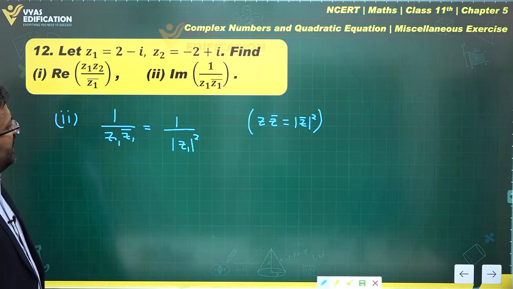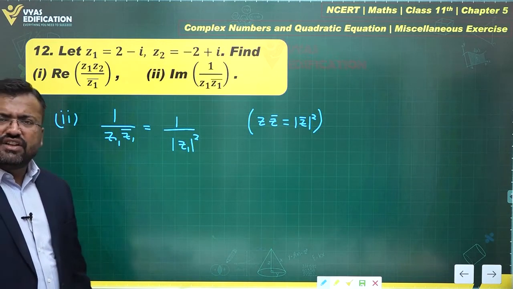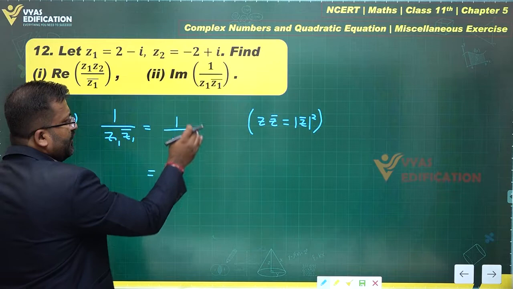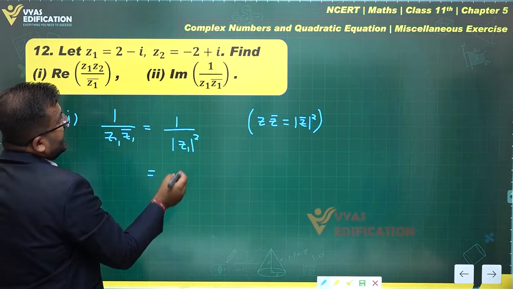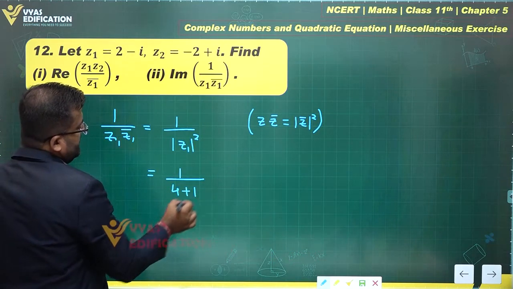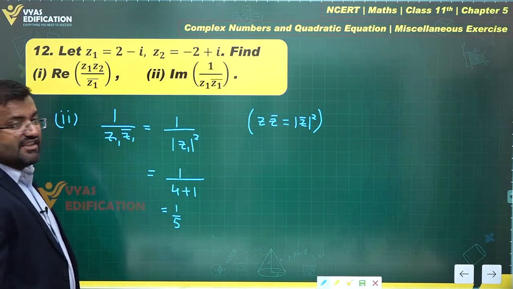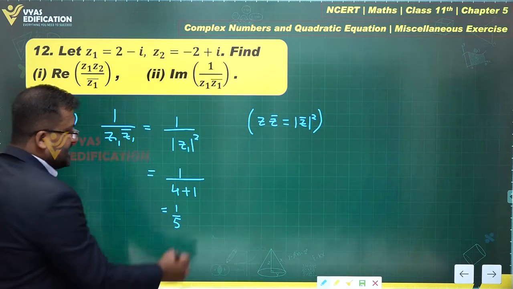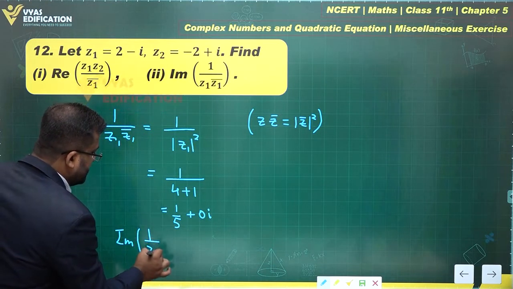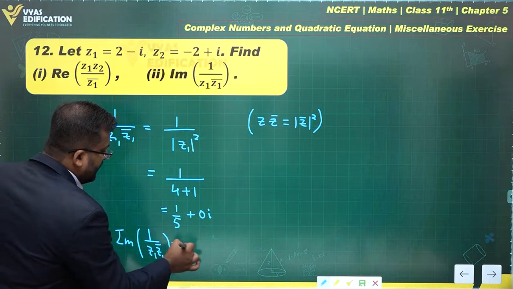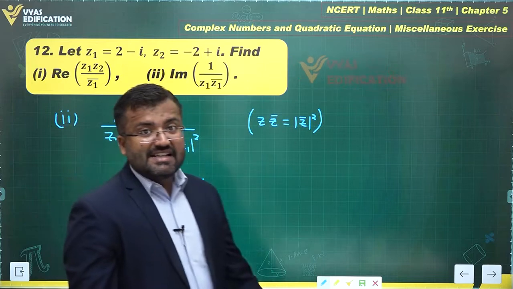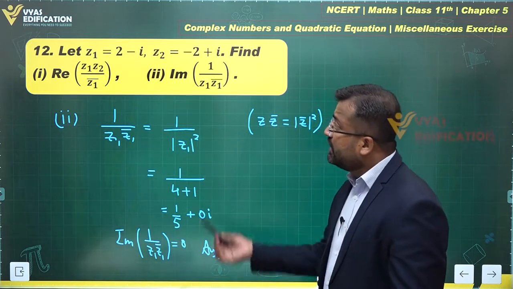That's what we have. And the modulus of something is only a real number. That's what we know, right? So what we get over here is something very simple. For Z1, this is 4 plus 1, which is 1 over 5. This is this whole thing. And what's the imaginary part in this case? I can write it as 0i. Therefore, the imaginary part of 1 upon Z1 Z1 bar is simply equal to 0. That's what I can observe over here very easily. And yes, this is the final answer for this question.